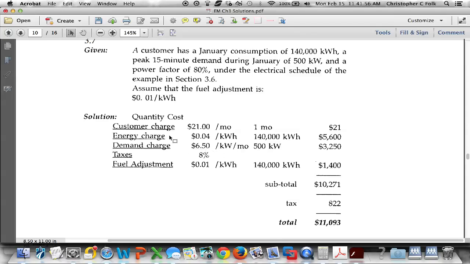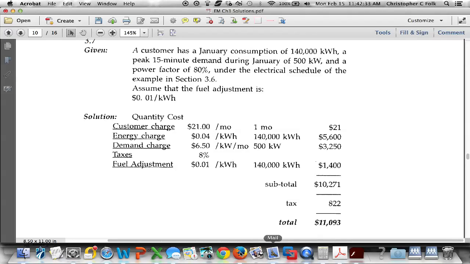The only thing I would really like to point out here is how you enter the percent of taxes. You can enter it as 8, or you can enter it as 0.08. It all just depends upon how you will use the equation inside Excel. Last thing, I also want to point out that sometimes fuel adjustment charges, as shown here, are not taxed. In this case, we're adding it to the subtotal, and that $1,400 is subject to tax. There might be cases where that isn't the case.